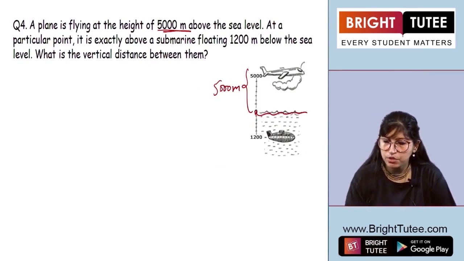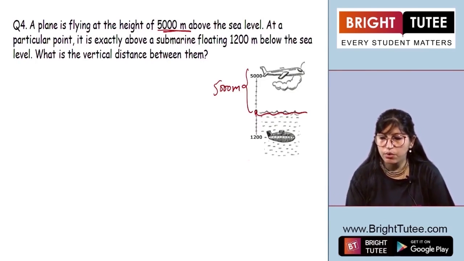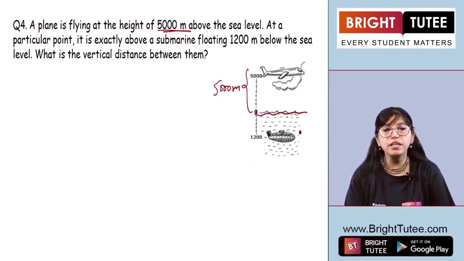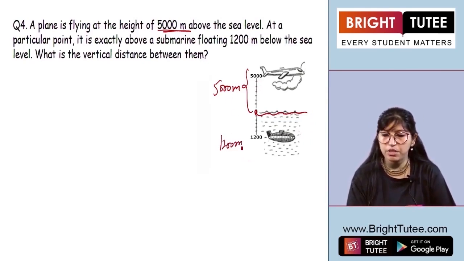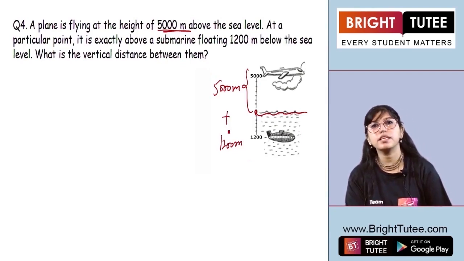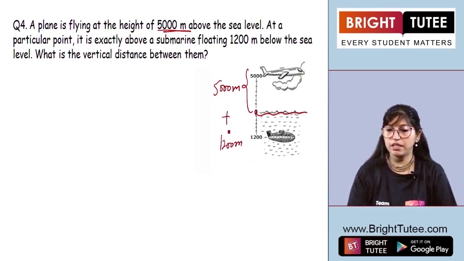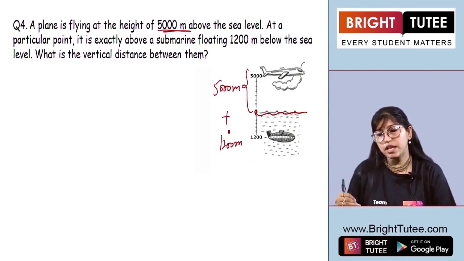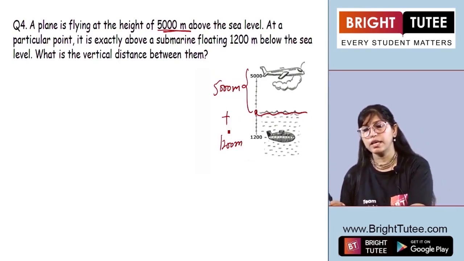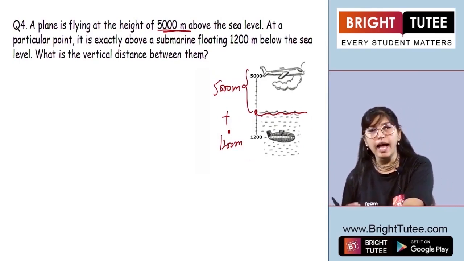That means from this point or this point, it is actually going 1200 meter below the sea level. So this is the sea level and it is going below for 1200 meter. Now they ask, what is the vertical distance between them? If they're asking vertical distance, what we actually do is we'll add 5,000 and 1200 meter together to get the vertical distance between them, because they said that from the point it is above the sea level 5,000 meter and below the sea level it is 1200 meters. So since we are looking for the vertical distance, we'll add both of them.